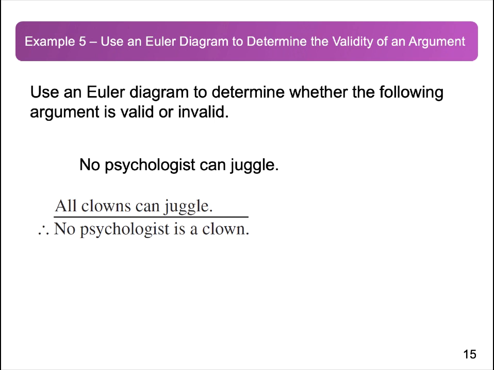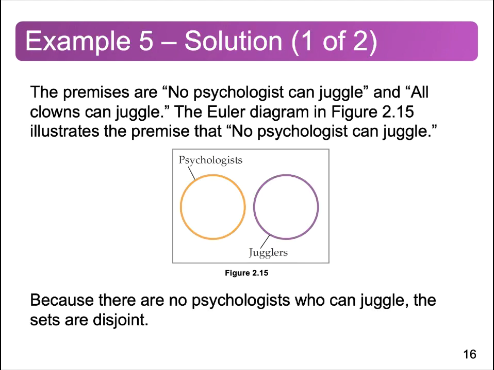So if you have the statements for the premises, no psychologist can juggle, all clowns can juggle, and then those dots, that means therefore. That's the conclusion. Therefore, no psychologist is a clown. Well, let's first start by drawing no psychologist can juggle. So here you would have a psychologist circle and a juggle circle with no overlap.